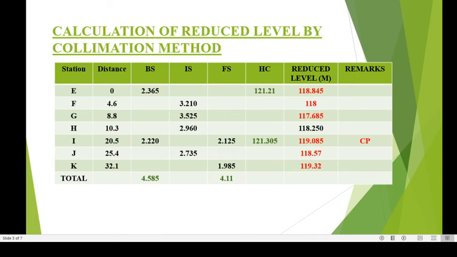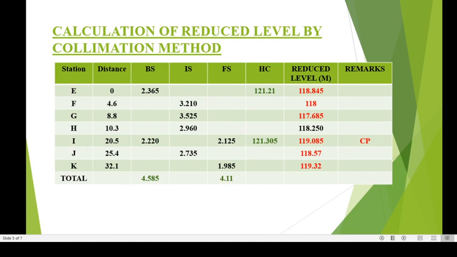In order to obtain the height of collimation at station I, we will add 2.220 to the reduced level at station I, that is 119.085. We will get the value 121.305. Now as the height of collimation is obtained at the change point I, 121.305, we will subtract the value 2.735 to obtain the reduced level for station J, and we will subtract the value 1.985 from the height of collimation at I to get the reduced level at station K.